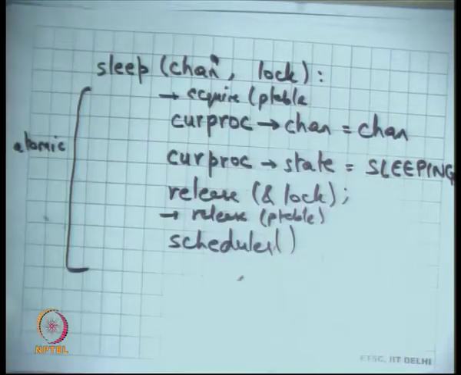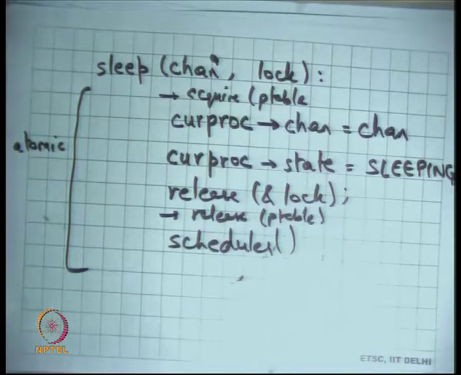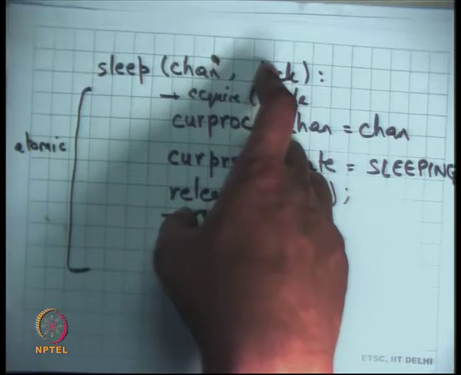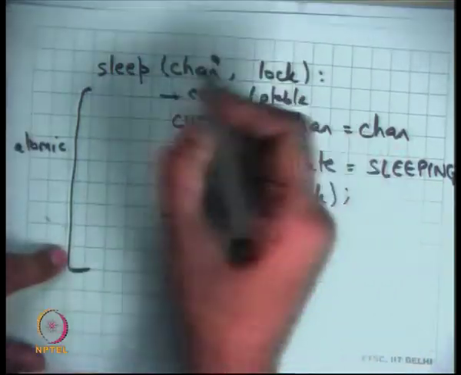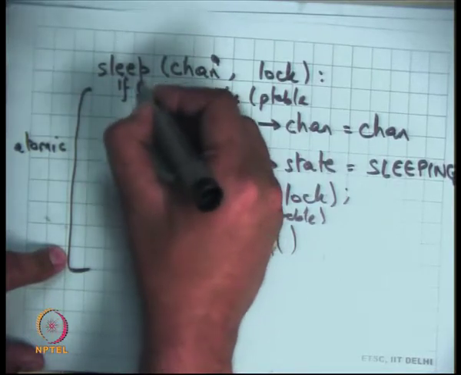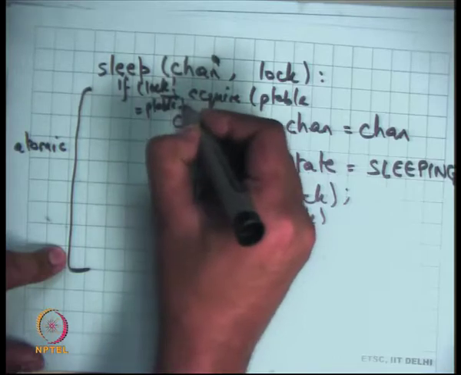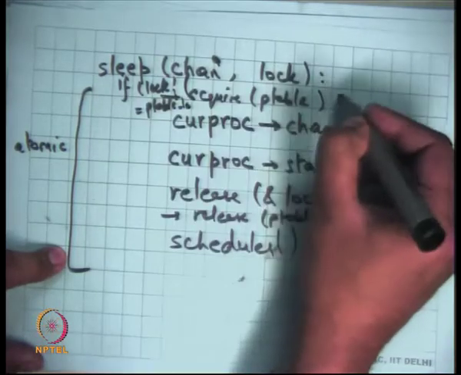So firstly, I need to handle this special case because I am inside the kernel. It's possible that somebody wants to sleep, and the mutex that's protecting that critical section is actually the ptable lock itself. So I could just say if lock is not equal to ptable lock, then acquire ptable lock.